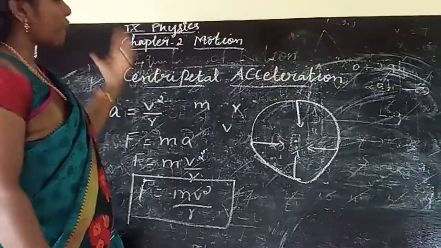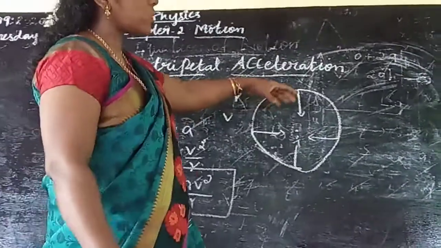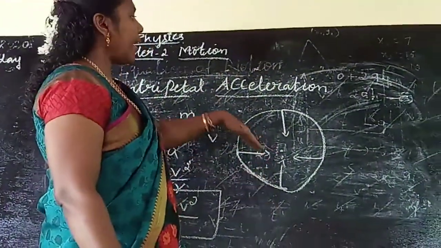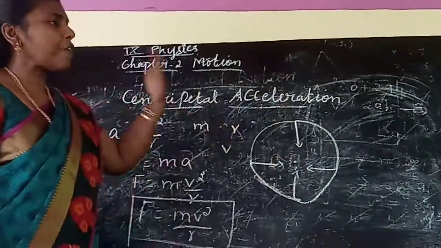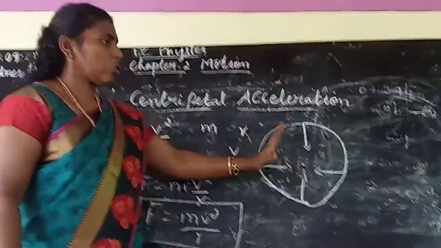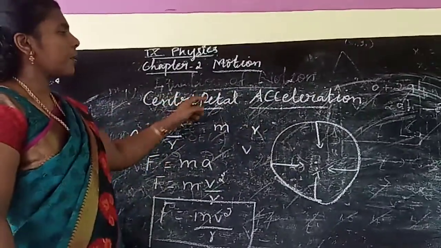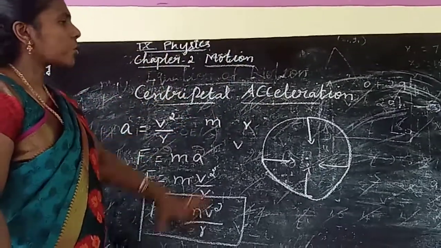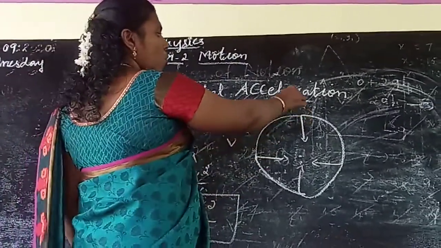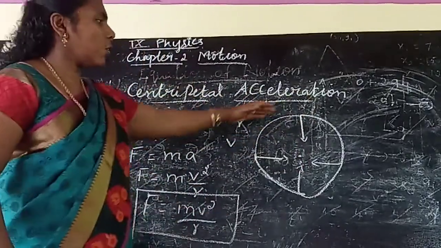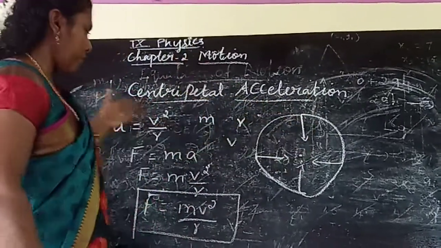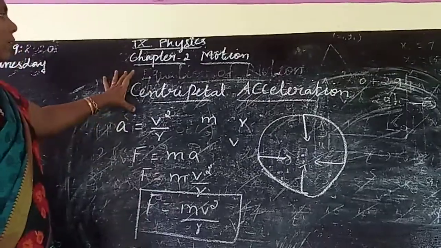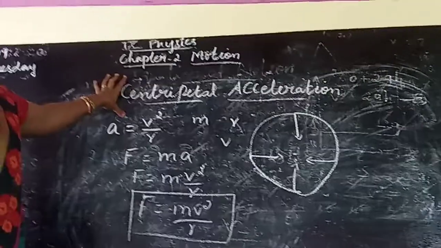Next, centrifugal. There the acceleration of the string moves away from the center. So here it is just the opposite: centripetal acceleration moves towards the center, and centrifugal acceleration moves away from the center. So this much only for this second lesson.